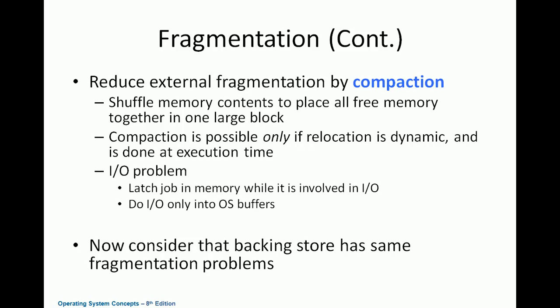Even if you count the total memory, it is sufficient to allocate to a process, but we cannot do it because it is not contiguous. It is not present at the same location. It is scattered. So what we can do is shuffle whatever contents exist in the memory, and whatever free space exists in the memory can be brought together to form a large block. This is called compaction.